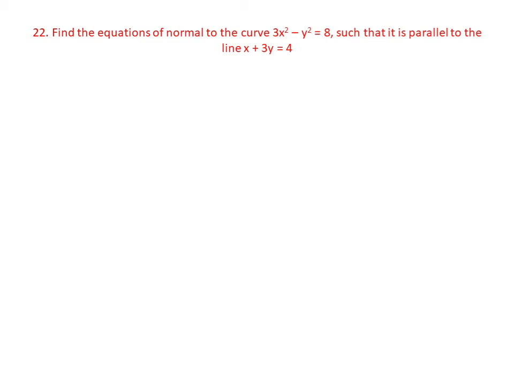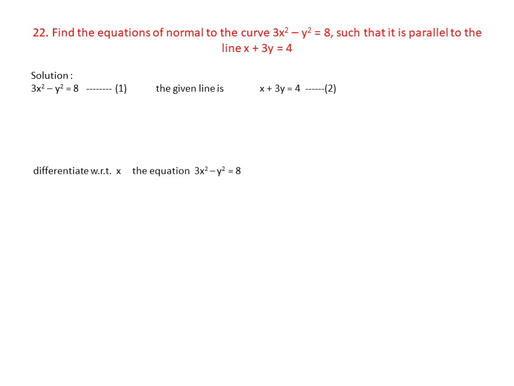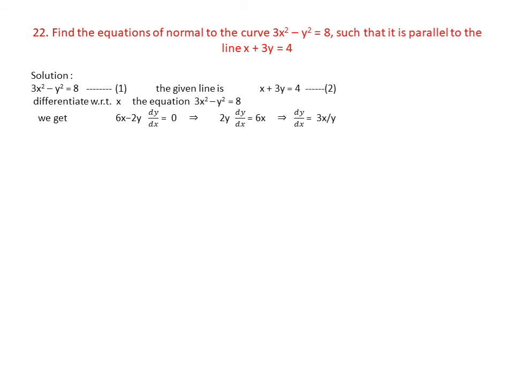3 by 11. Now, the next question, question number 22, which says: find the equations of the normals to the curve 3x square minus y square equals 8, such that the normals are parallel to the line x plus 3y equals 4. Now in this, let's see. My first curve is 3x square minus y square equals 8, and the second one is a line, that is x plus 3y equals 4.